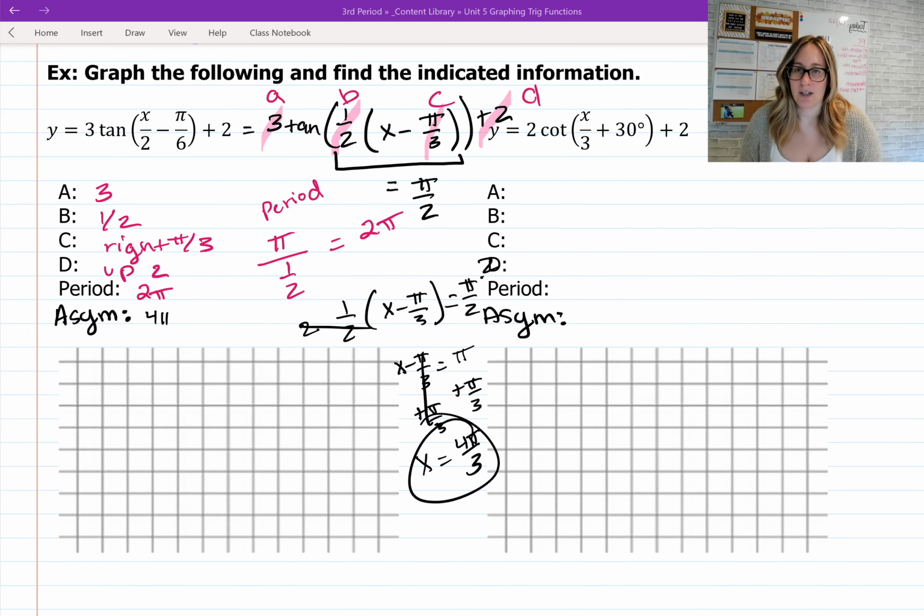Okay, sorry, a little confused. I forgot what I was doing at the beginning. This is much easier. Take the big giant chunk inside, you set it equal to pi over 2 because that's where our first asymptote should be for tangent, and then you just solve the equation.